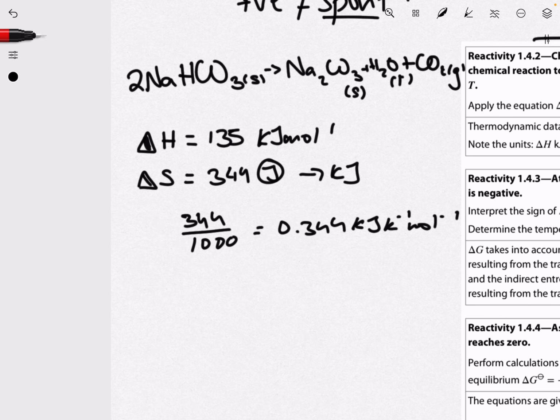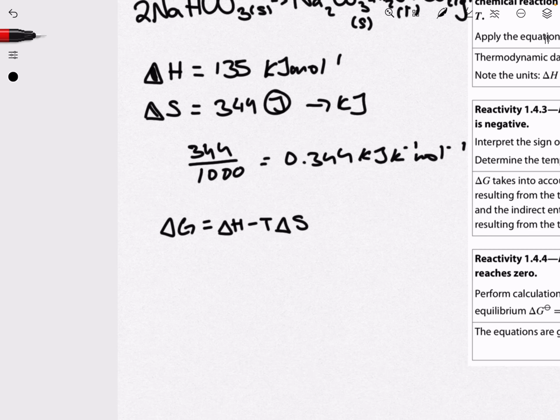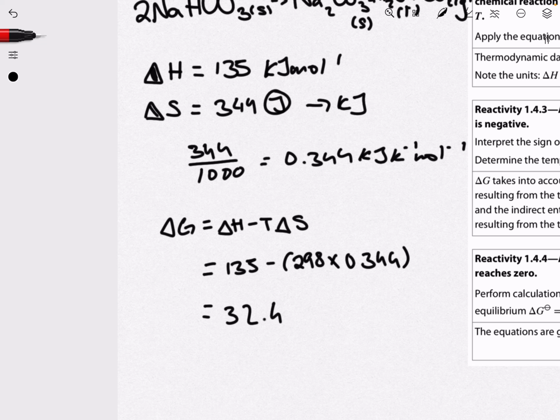Pretty straightforward. And then step 2, you just have to substitute in your equation. So change in G is equal to change in H minus T change in S, which equates to 135 minus the temperature, which is 298, times our calculated value of 0.344. And that gives you a positive value of 32.49 kilojoules per mole.